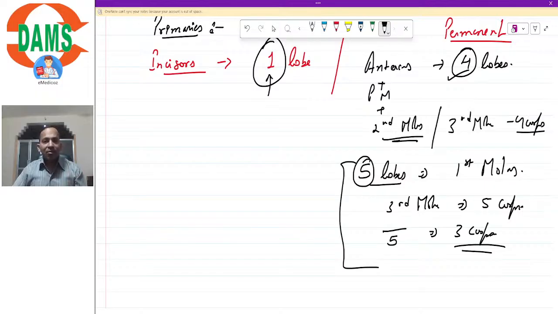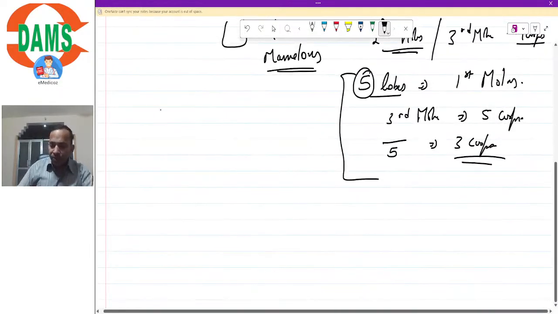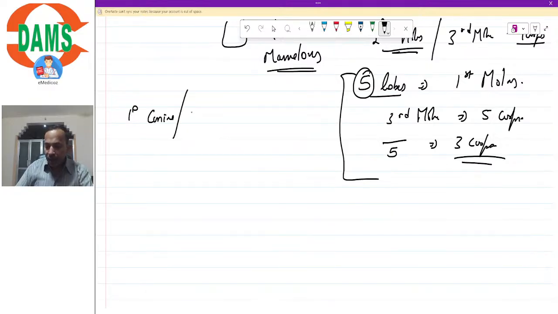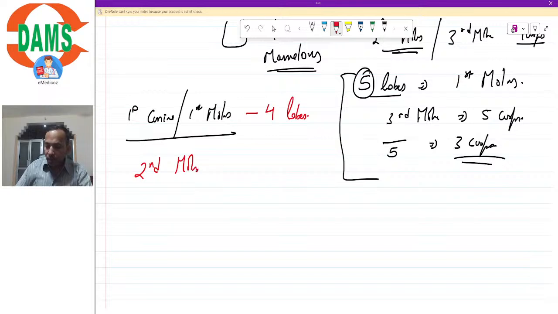Now, with recent advancing knowledge, we know that this might not be correct. Why did we say that it is made up of 1 lobe? Because the primary incisors lack mamelons, and that's why we said that they are made up of just 1 lobe. So, what about the other teeth? Just like the permanent, the primary canine and first molars are made up of 4 lobes, whereas the second molars are made up of 5 lobes.